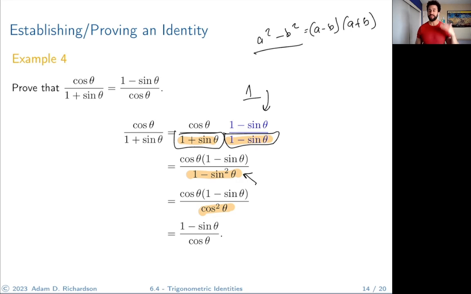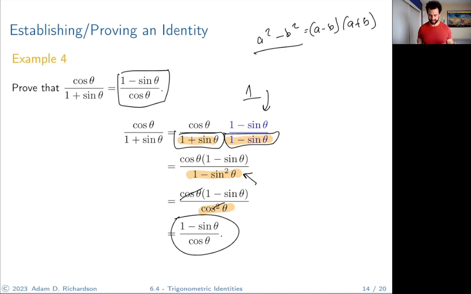Now, we've got a factor of cosine theta in the numerator. We have 2 factors of cosine theta in the denominator, so we can cancel 1. And then we're left with 1 minus sine theta over cosine theta. And that's exactly what we were trying to prove, right? There you go. That's exactly what we were trying to prove.